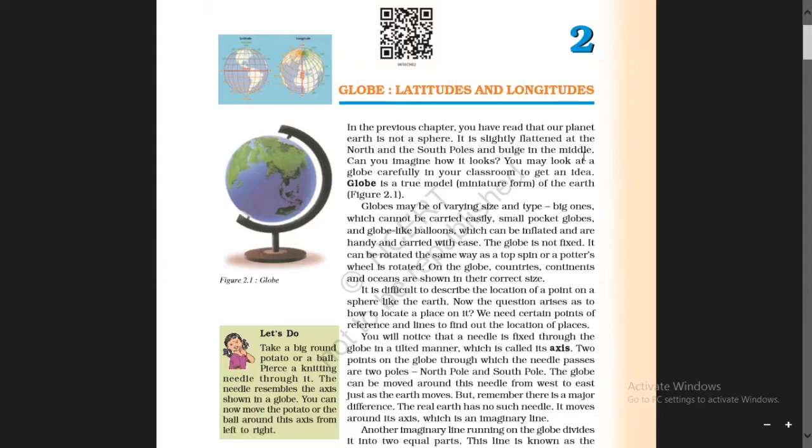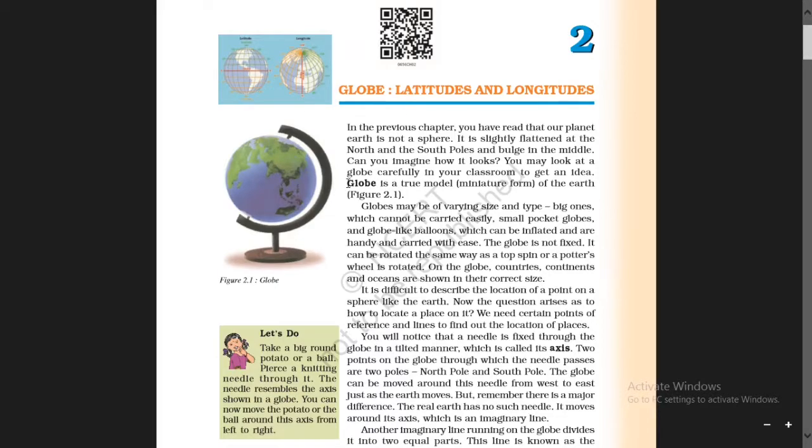So, both the poles, the North Pole and the South Pole of the globe, are slightly flattened and bulge in the middle. Can you imagine how it looks? You may look at a globe carefully in your classroom to get an idea.